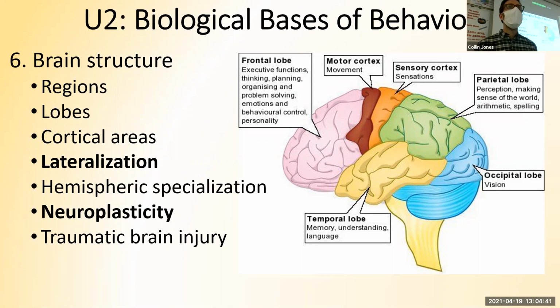Question? The medulla, it's in charge of the autonomic system of breathing and heart rate.